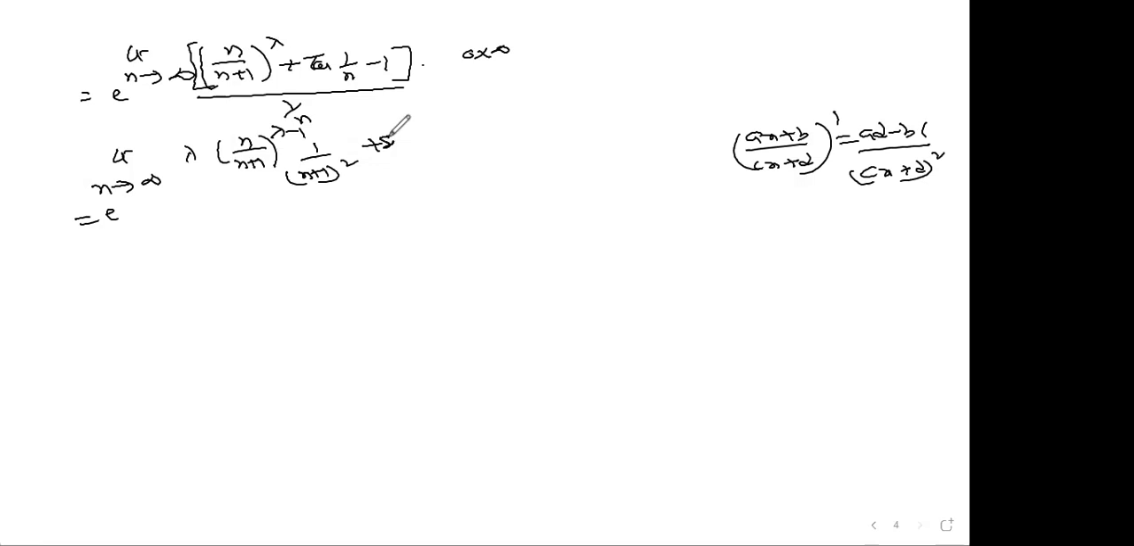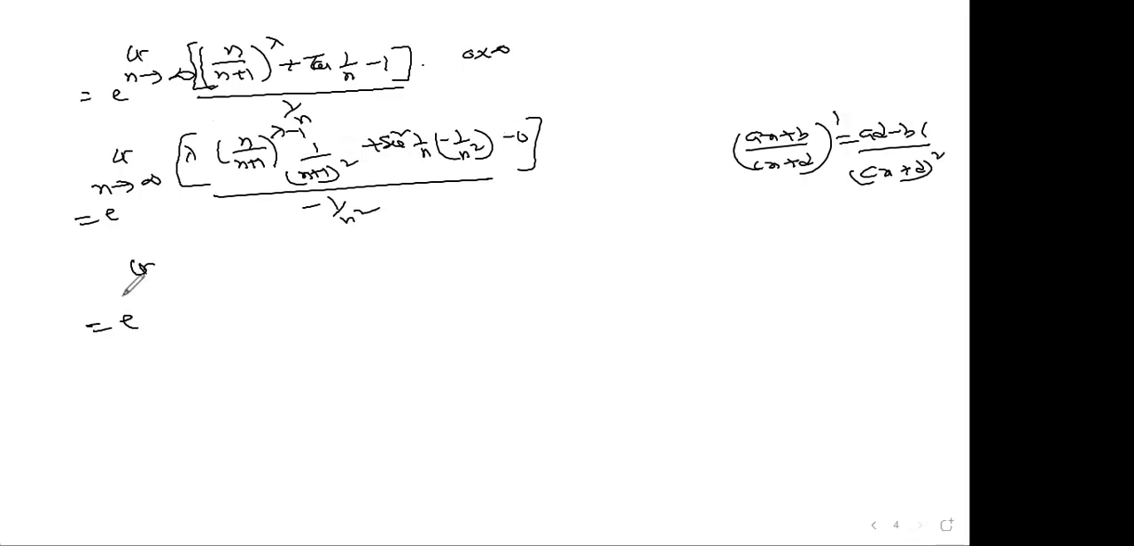And the tan derivative is what? Secant square 1 by n. But the derivative of 1 by n is minus 1 by n square. I got it. And the derivative of 1 is 0. And you see this, in the denominator also I'll get 1 by n square. So I want to take 1 minus 1 by n square common and I'll cut it off. The left out one is like this.